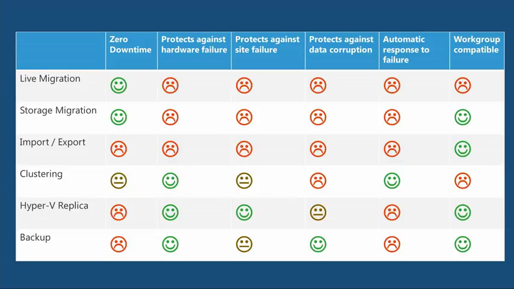So this is kind of my summary. I always get asked, what are the straight faces for? And I say the straight faces are for where you have partial coverage. For instance, clustering, zero downtime. Well, you can do live migration inside a cluster, and that is zero downtime. But if a node goes down in a cluster, you do have downtime until we start the VM up. But I find this table very useful.